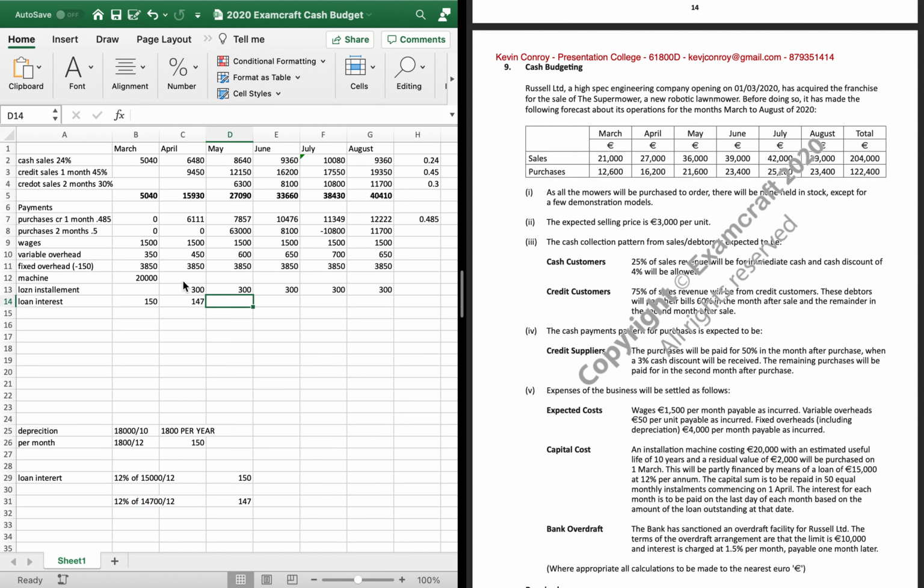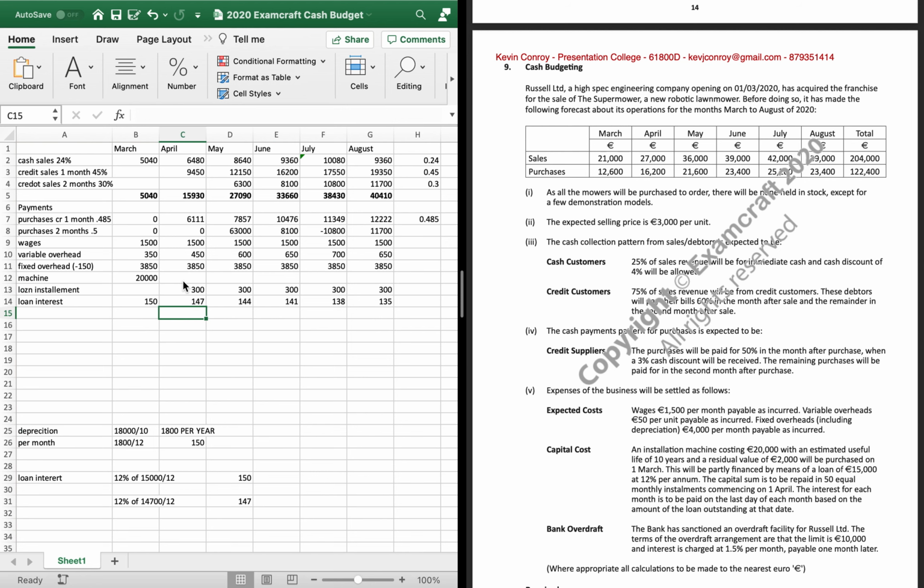Now it's going to go down by €3 every month. So if we pay 300 off, you can just check that 12% of 300 divided by 12 will be 3. This is 1% of 300. So it's going to be €3 off every month. Okay, because every time we pay €300 off, we have to pay €3 less interest. Okay, so that's our loan interest. The interest for each month, so we've done that.